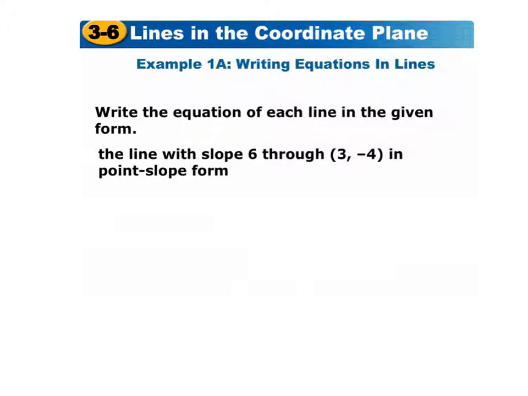Write the equation of each line in the given form. The line with slope 6 through 3, -4 in point-slope form. What is point-slope form? It's y minus y1 equals slope, parentheses, x minus x1. Perfect.